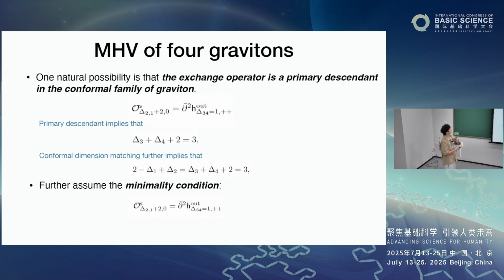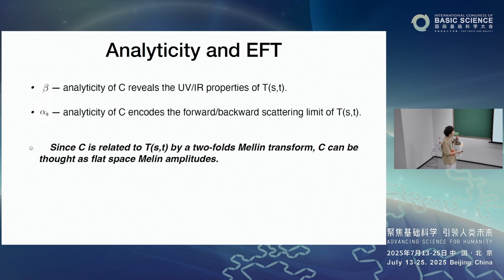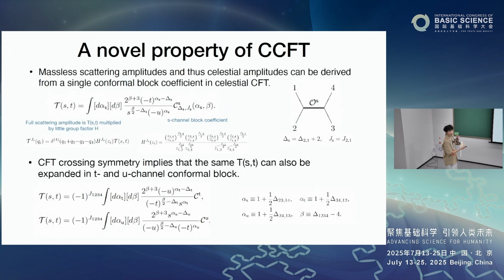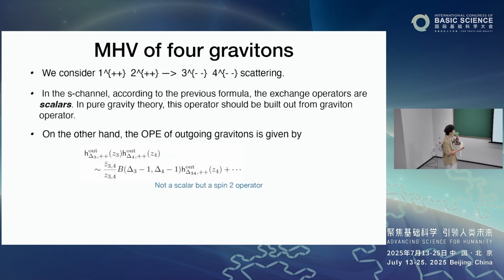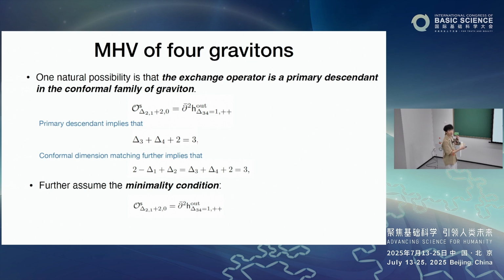Okay? So now we assume that this primary descendant appears in our operator expansion and appears in the transformer expansion. So the primary descendant implies that delta 3 plus delta 4 should be equal to 1, which means the whole dimension of the partial bar square acting on H should be equal to 3. On the other hand, we know the transformer dimension of the exchange operator is delta 2 minus delta 1 plus 2. So to match the transformer dimension on both sides, we get this equality. This is just a dimension matching.